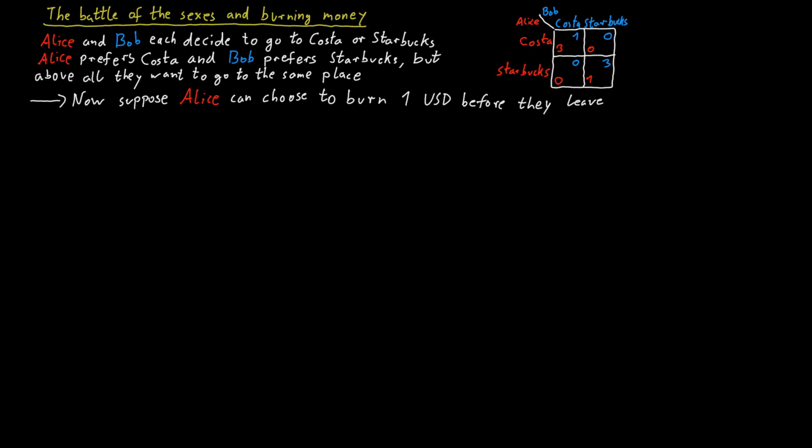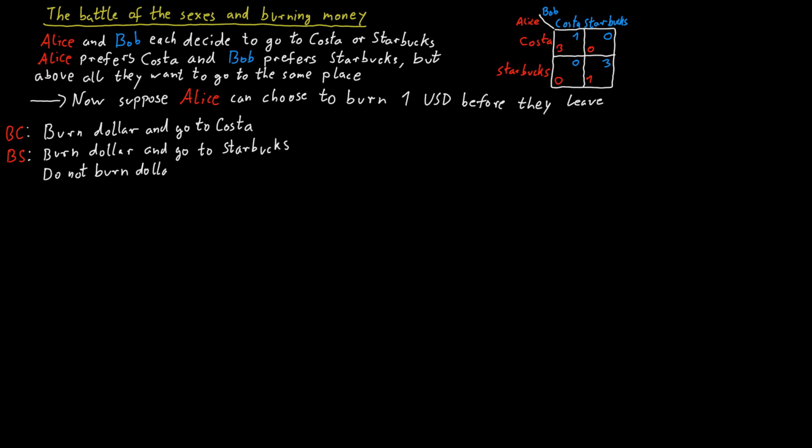With this, Alice now has 4 strategies rather than 2. She can burn the dollar and go to Costa. Let's call the strategy BC for burn and Costa. She can burn the dollar and go to Starbucks. Let's call it BS. Or she can not burn the dollar and go to Costa. Let's call this NC. Or she can not burn the dollar and go to Starbucks. Let's call this NS.